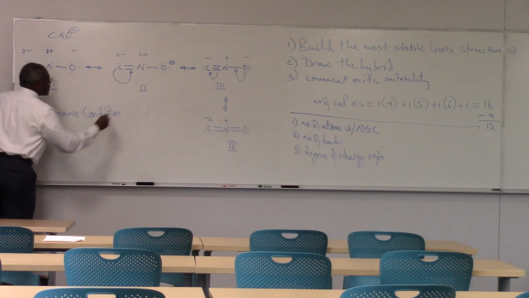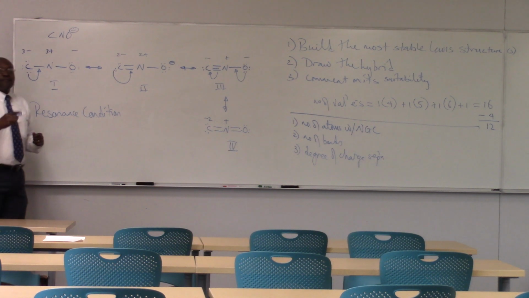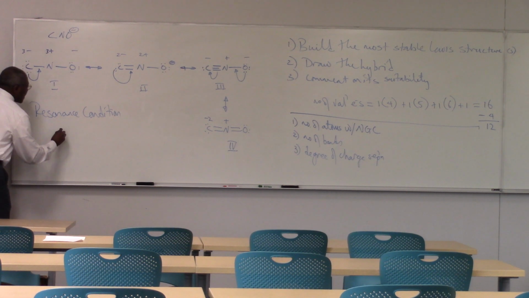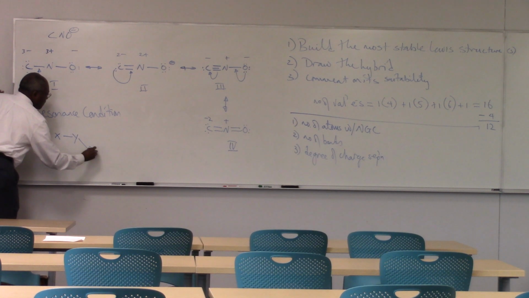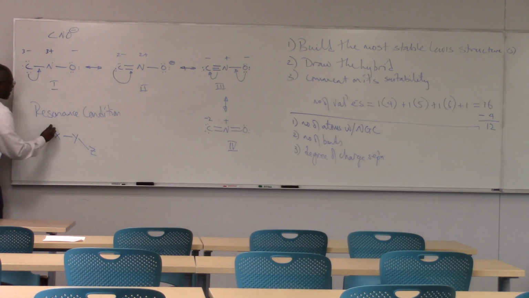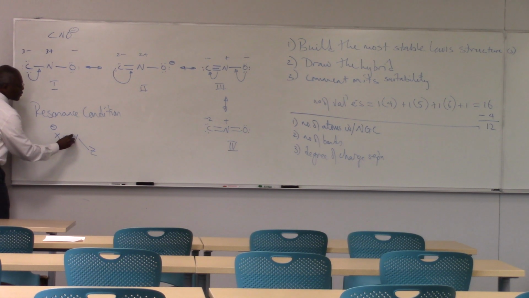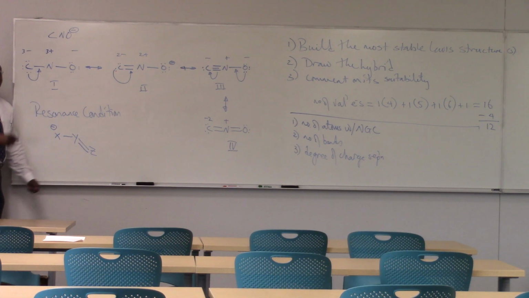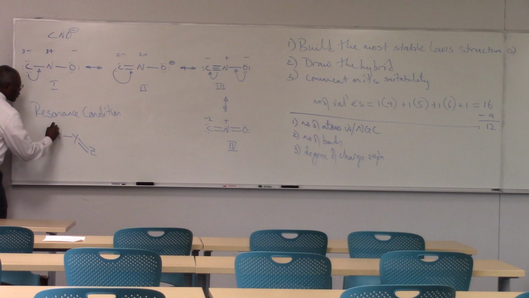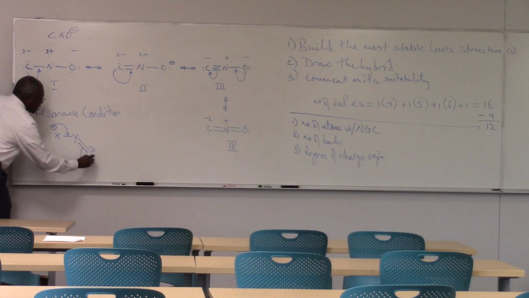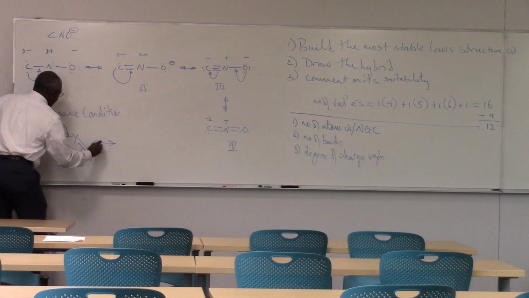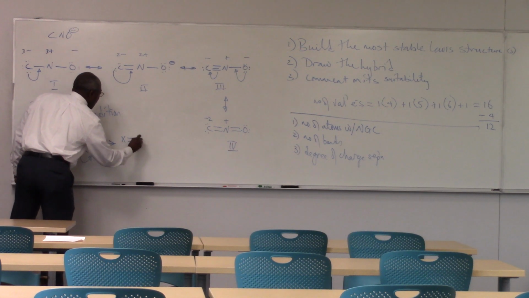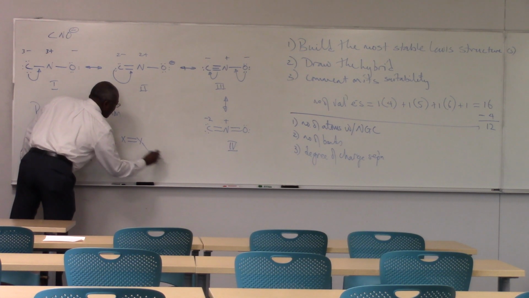And the resonance condition occurs in the following cases. If I have, let's say, X, Y, and Z. If I have a negative charge, which is a single bond away from a multiple bond, this can be double or triple, I can do resonance. And the resonance will go bang, bang, and we end up with this structure: X double bond Y, Z minus.